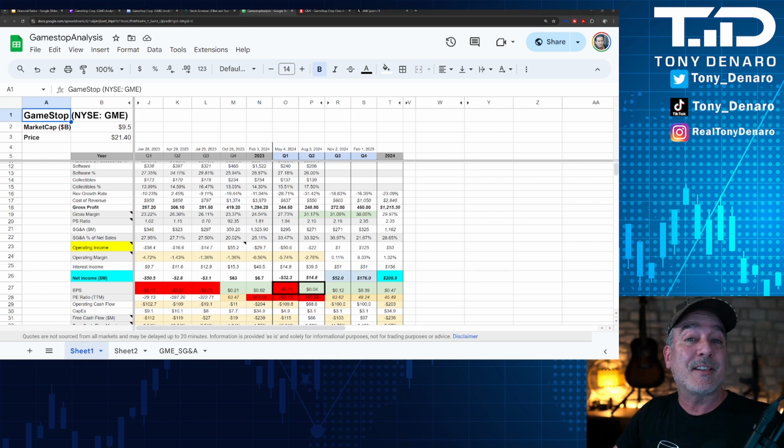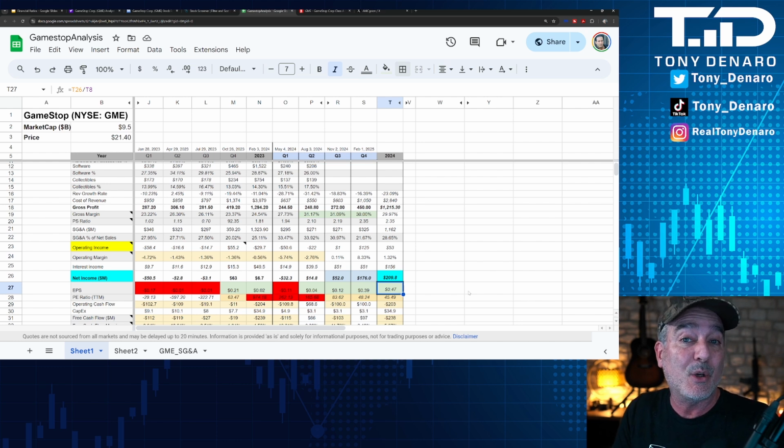When we add those numbers up, the net income from operations plus the interest income from the cash on the balance sheet, we have a net income of $52 million positive for Q3, $176 million positive for Q4, giving the company a total net income for the fiscal year of positive $210 million. When we add that up and look at the total for the year, that gives GameStop a total annual EPS of a positive 47 cents per share.